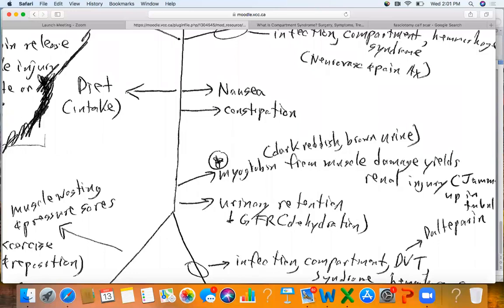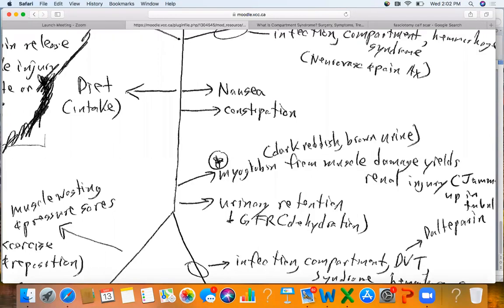The explanation is this. Number one, whenever you have muscle damage, myoglobin is released into the bloodstream. So myoglobin levels will rise. Number two, this myoglobin gets stuck or jammed up in the kidneys. This causes GFR to go down and possibly creatinine and urea to go up. You've got acute renal failure.